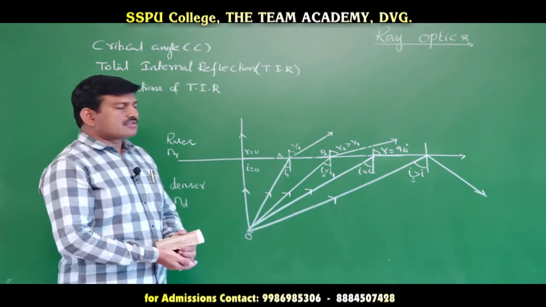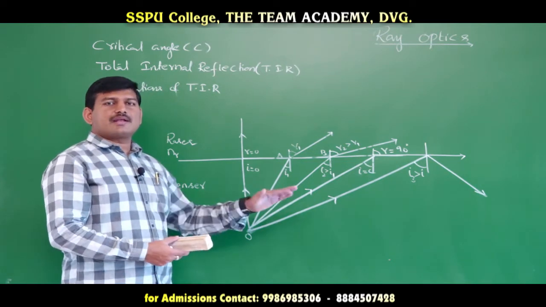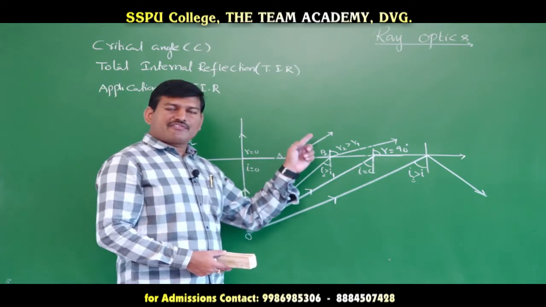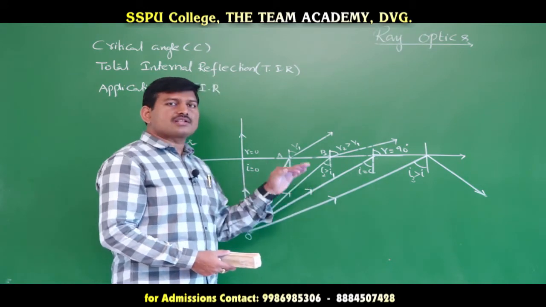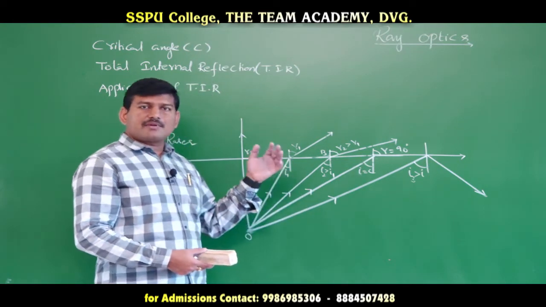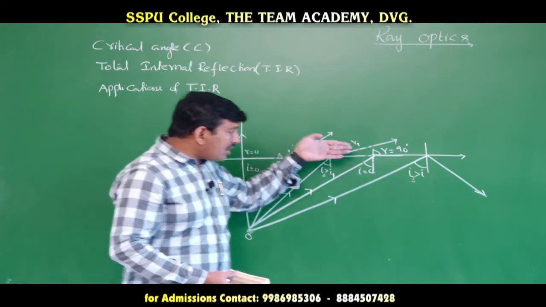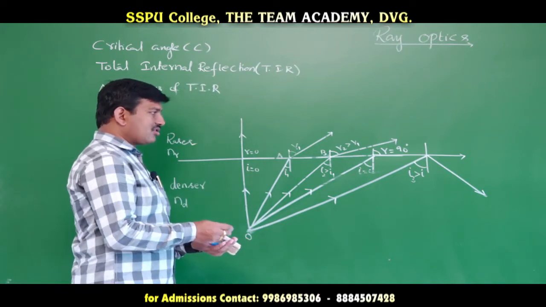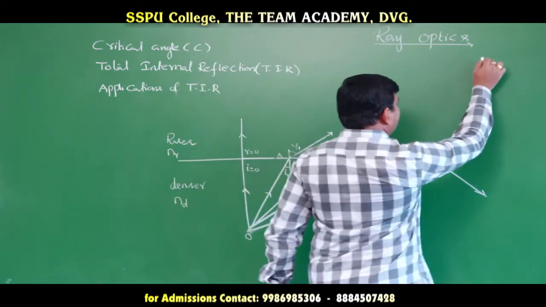Is it clear? So, what is the definition of a critical angle? When a light ray travels from denser medium to the rarer medium, then the angle of incidence for which the angle of refraction is equal to 90 degrees is said to be the critical angle, or otherwise, in another way you can define it like this. When a light ray is traveling from denser medium to rarer medium, then the angle of incidence for which the refracted ray is grazing the interface is said to be the critical angle. I am writing the definition for this critical angle here. What is critical angle?